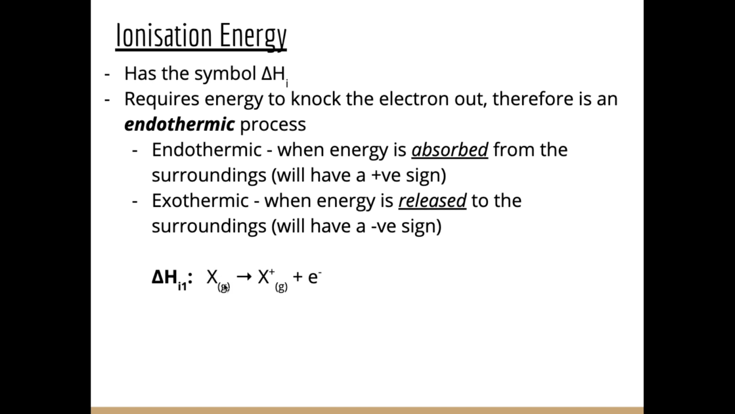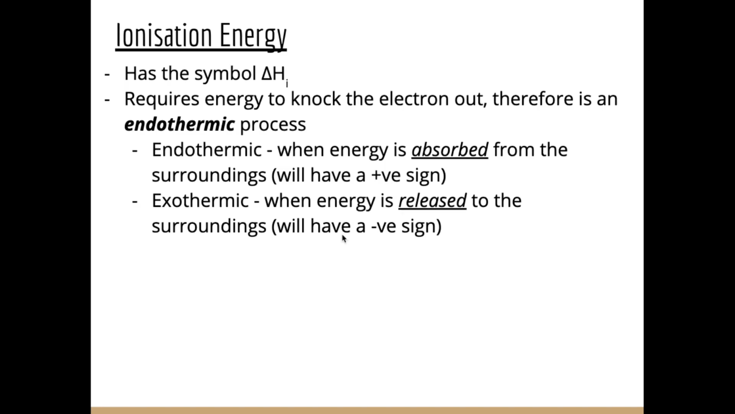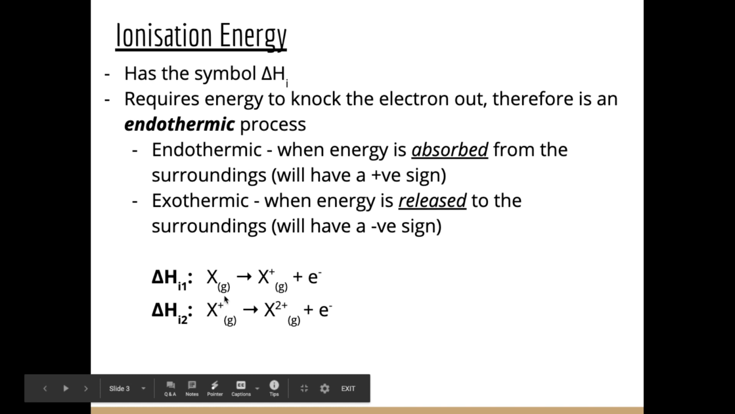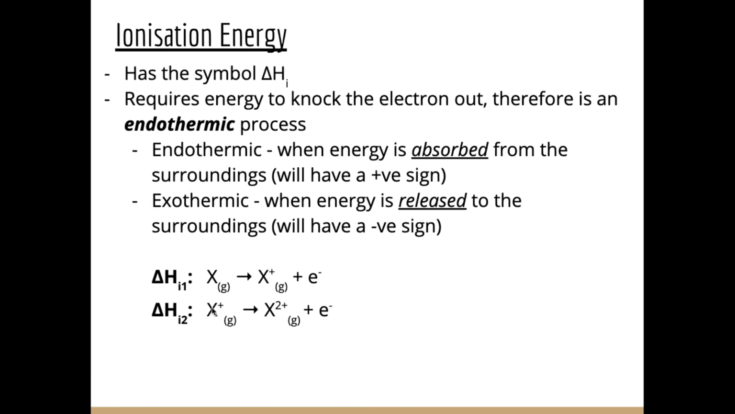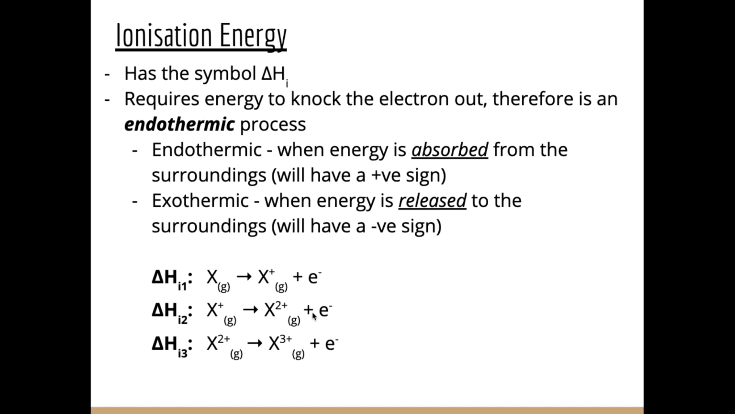So whatever our element is, in the gaseous form, because we said that the ionization energy is defined by the atoms and the ions being in the gaseous state. So we show that gaseous state. We knock one electron out and we end up with a 1+ ion in the gaseous state and a mole of electrons. The second ionization energy, delta HI2, well, we've already got an X+, so now we're starting with an X+, because we've knocked the first electron out in this delta HI1. Now we've got the 1+, we knock another electron out, we get a 2+, a mole of the 2+ gaseous ions and another electron. Delta HI3, now you've got the 2+ ion and you're making the 3+ ion.